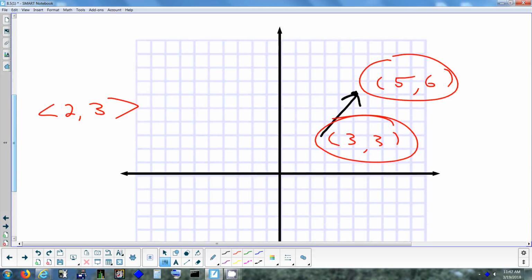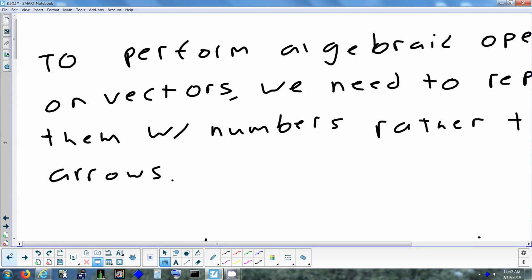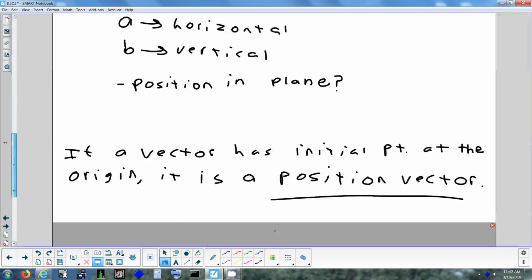That's the answer. What can you do with these 2 coordinates to get that as an answer? Subtract the initial. Subtract them, yes. Take terminal minus initial. 6 minus 3 gives me 3. 5 minus 3 gives me 2. That's all you have to do to find a position vector. And that's the last formula I'm going to give you right now.